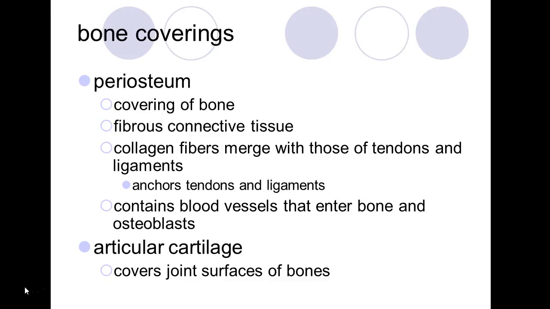The bones are covered with, we had this before when we talked about connective tissue membranes, periosteum. So it's made of fibrous connective tissue. And we said that these collagen fibers coming out of the periosteum come right into tendons and ligaments. And this is really great because here again, tendons connect bones to muscles and ligaments connect bones to bones, and having this a continuous process, that's really good for durability. The periosteum also contains blood vessels so that they can enter the bone and meet up with osteoblasts.